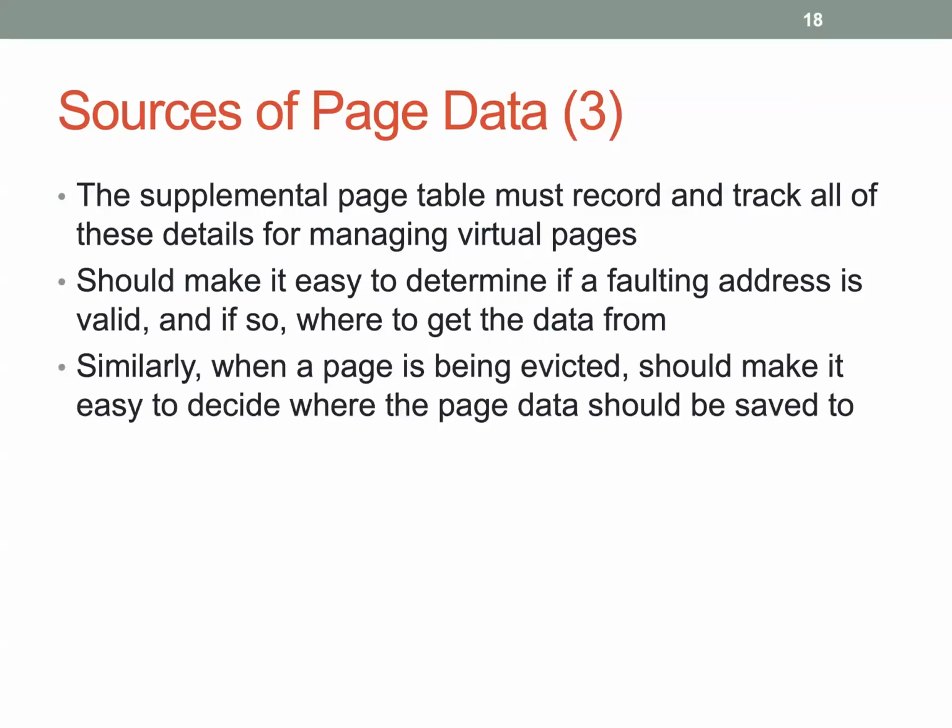Okay. So when a page is being evicted, it should make it easy to decide where the page data should be saved to. And this is something to think about. Process A faults. Process A needs something paged in. The pager says, here's a frame, but it's process B's page. So we need to update process B's information to evict the page from the frame before process A can assume ownership of the frame.